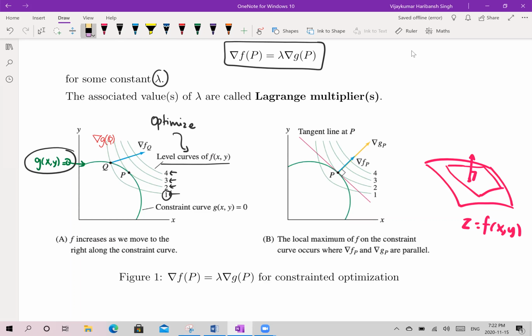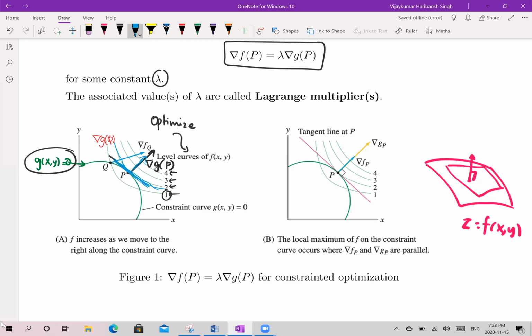So the maximum is reached at p when the level curve and the constraint curve touch. In that case, we have a common tangent line, and the normal to the curve g is given by grad g at p. Similarly, at this point grad f at p is also tangent to the level curve f of xy equals 2, and you see that this will be the direction of grad f at p.